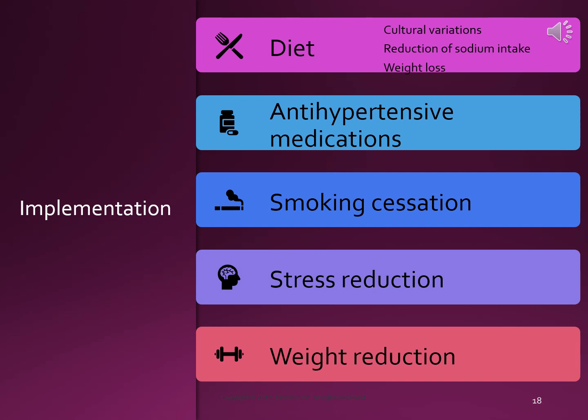So you really need to be motivated to make long-term changes in your lifestyle and to continue medication use. Having empathy for these people is very important, and understanding the challenges they face both personally and in their family setting. Dietary challenges, there are cultural issues depending on what sort of diet you eat. Reduction of sodium intake and weight loss, I mentioned. Antihypertensive medications can have very unpleasant side effects, impotence being one of the biggest ones for men.